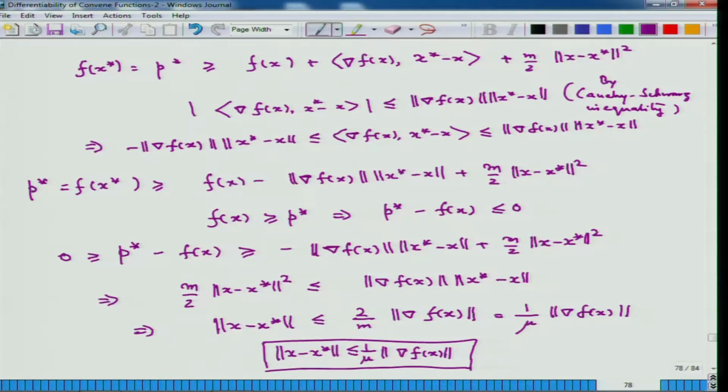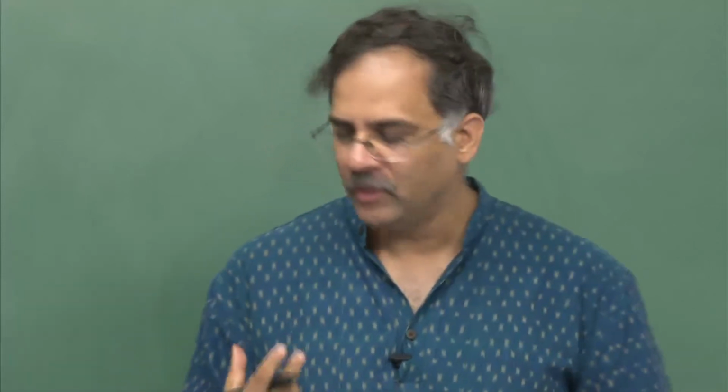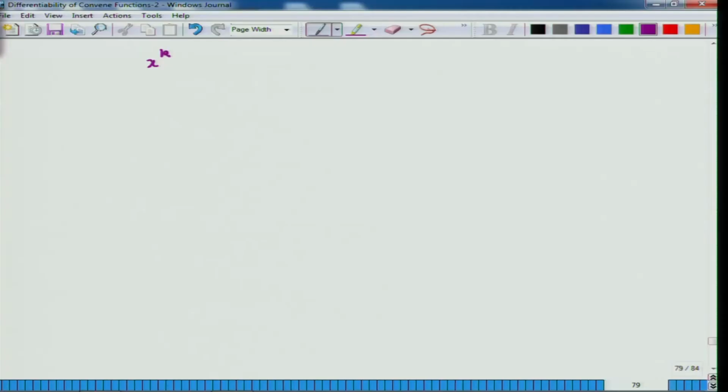Okay. Now, my question is the following. What does this say? If you give me an x and I compute the grad f x, the norm of grad f x is giving me a measure of how near x is to x star. So, suppose I have a sequence x k going to x star.